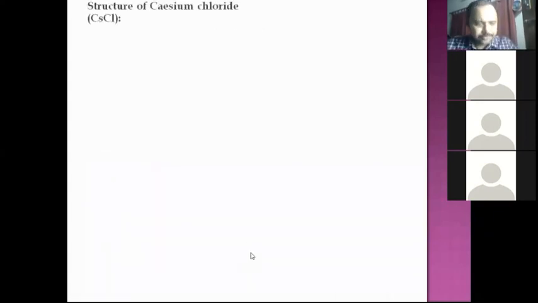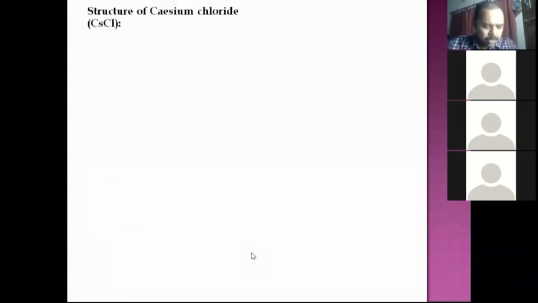We'll proceed. Now, it is the structure of cesium chloride. Structure of cesium chloride. Sir, I have a doubt, sir. Yeah, tell me. What is the effect of change in temperature and pressure on NaCl structure, sir?